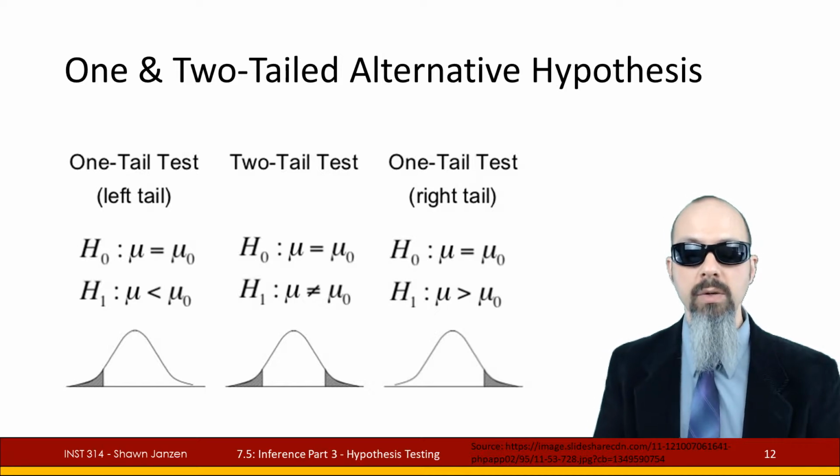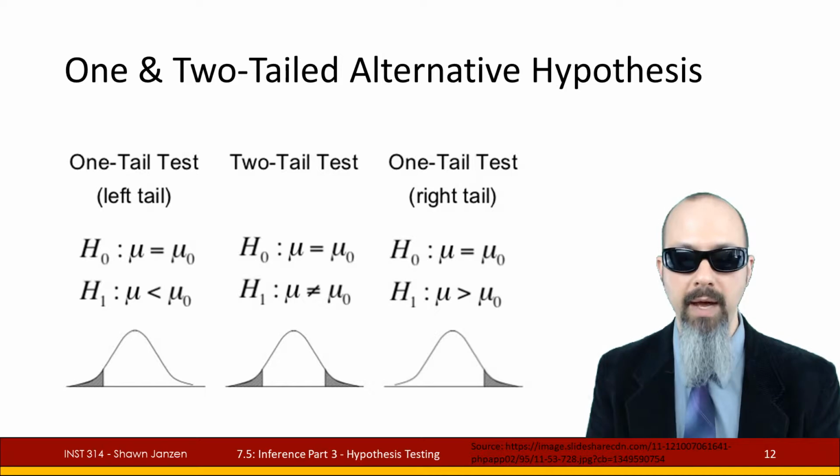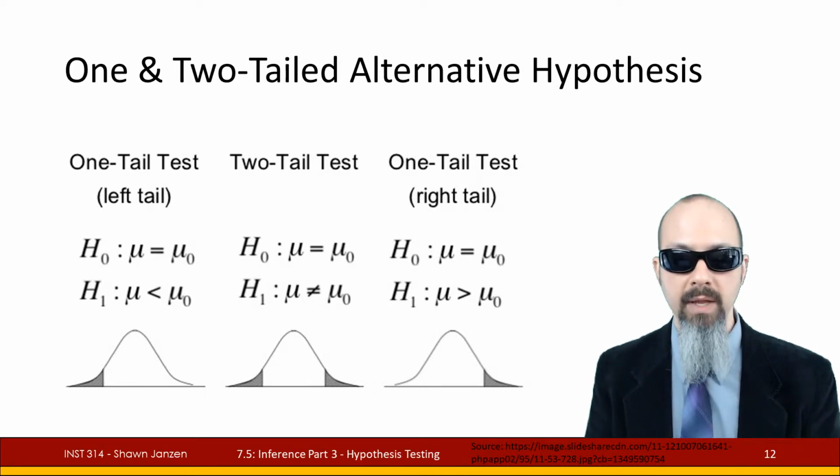If we're looking at a two-tail test, this is where we are only concerned if there is a difference, we don't care if it's in the top or the bottom, then it's going to get shaded into both sides, left and right. But it comes with a little bit of a cost, and we'll talk about that soon enough.